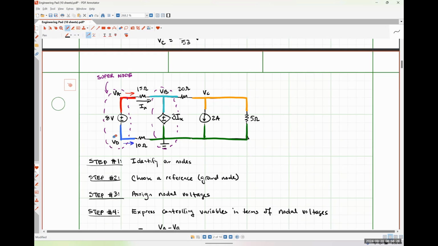So I want you guys to tell me what my voltage relationship equation for my dependent source should be. 3Ix is equal to VB. That's it.